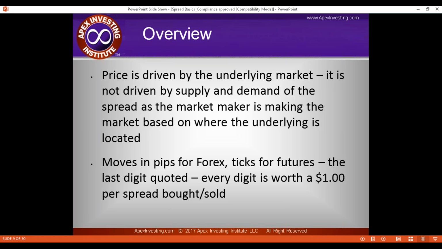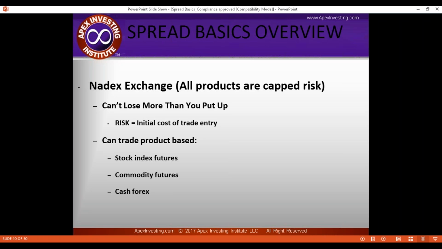Forex spreads move in pips. Futures spreads move in ticks, which is the last digit quoted. Every tick is worth $1 per spread, bought or sold. What do I mean by that? Well, we'll get to it.